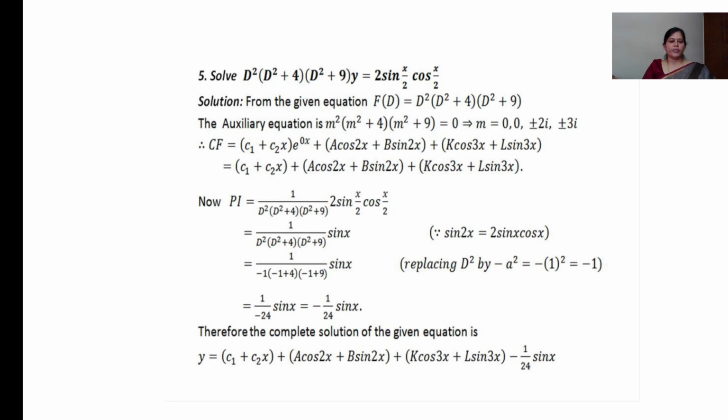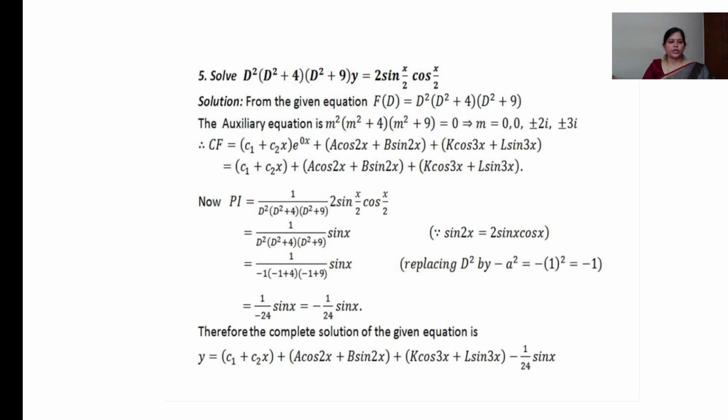Now in the denominator, we don't multiply the values. We can go for the substitution, that is, replacement of D squared by minus a squared. Here sin x is there, so minus a squared is minus 1. Substitute D squared as minus 1 in the denominator. We get 1 over minus 1 into minus 1 plus 4 into minus 1 plus 9 into sin x. So the particular integral is equal to minus 1 by 24 into sin x after the simplification.